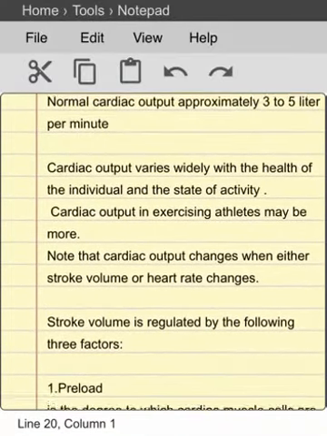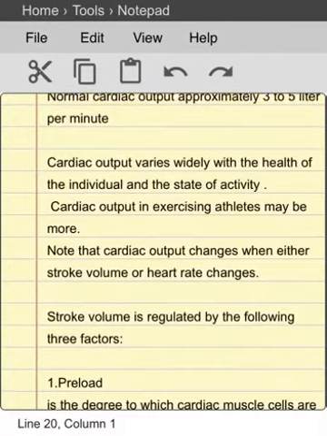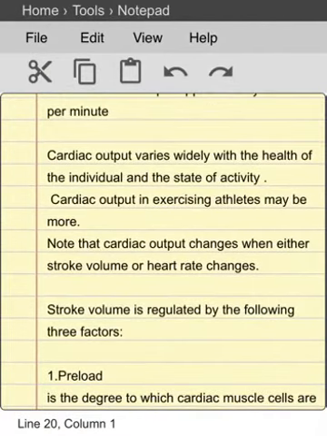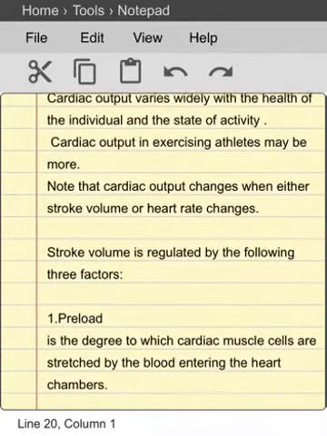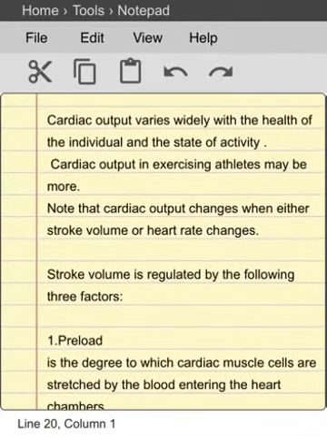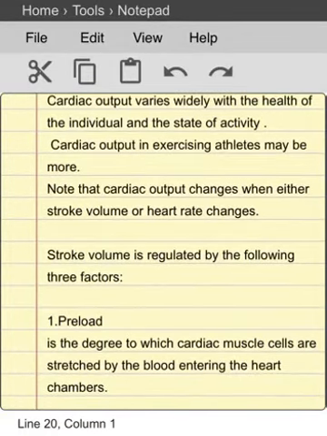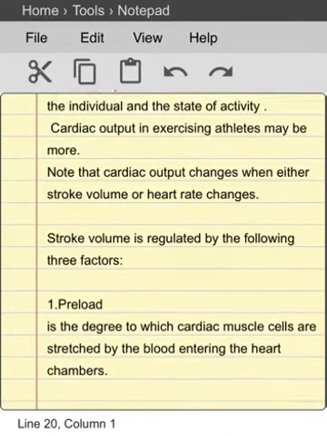Suppose you are resting, your cardiac output may be less. If you are doing any exercise, the cardiac output will be more. You can see the cardiac output of an athlete will be more. I told you that cardiac output is mainly based on our stroke volume and heart rate. So when the stroke volume and heart rate change, it will automatically change your cardiac output.